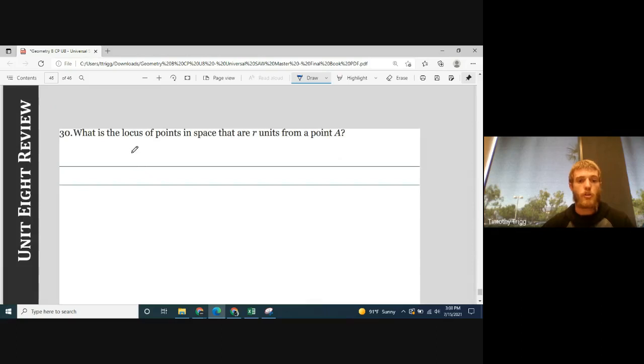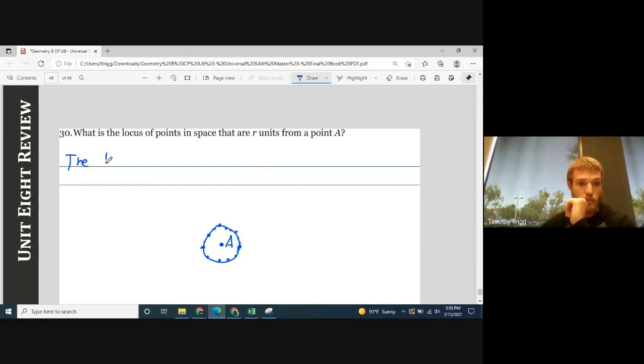Last one was the locus of points in space that are R units from a point A. So here we have a point A, and we're going R units away. Now, we don't know what R is, but let's just pretend R is roughly this far away. So we want all the points that are that far away. Hopefully you can see already that that's going to create a circle with center at point A and radius R.